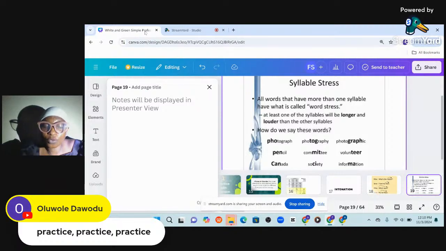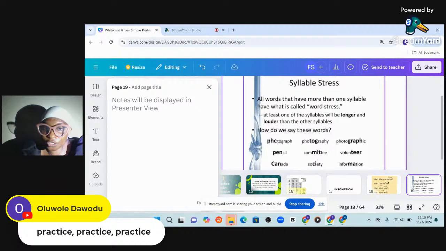So, in the word table, a rule says that when you have a word that has two syllables and the word is a noun, if you want to pronounce such words, you're expected to stress the first part of such words. Table. So it means that the first part, ta, you say louder, longer, and clearer. So on my screen, I have some word examples that I want us to learn how to pronounce.